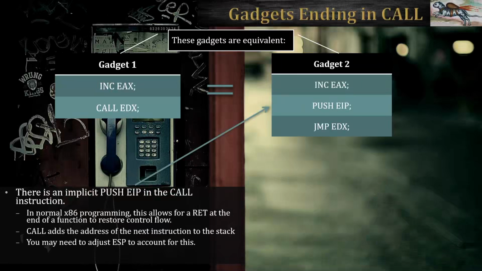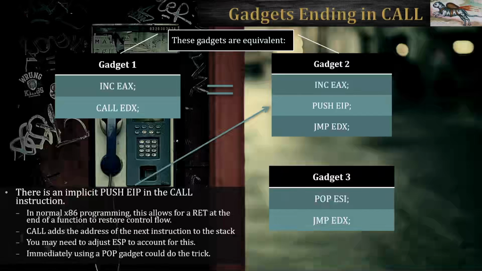For our purposes, we can still use this call gadget. However, we do need to make sure that push isn't going to overwrite anything we need. And then afterwards, we can just use a pop gadget in order to repair ESP.